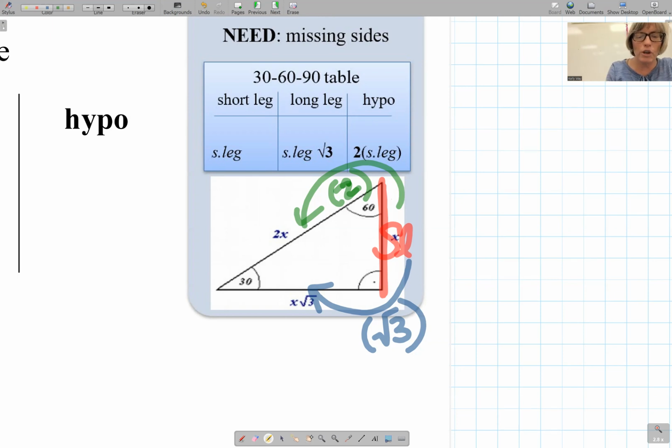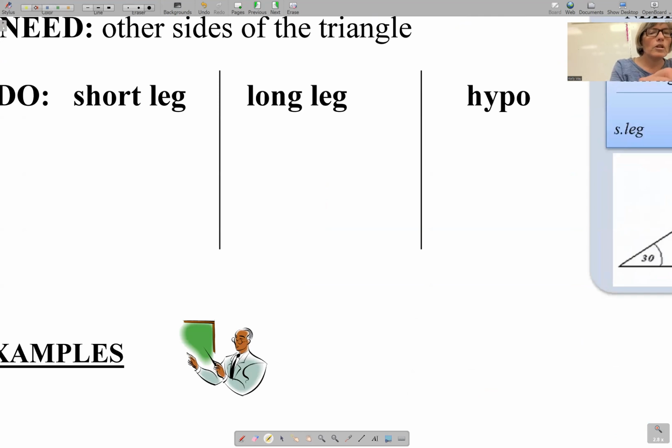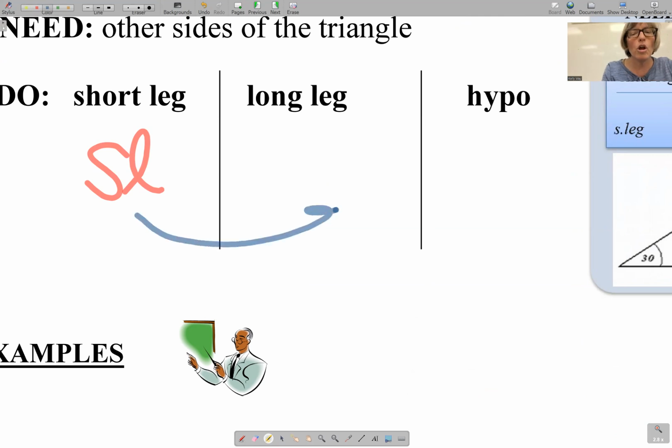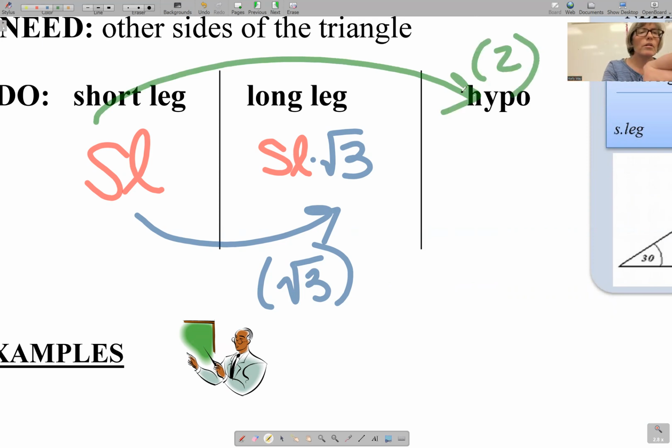Let's fill out the table over here. Short leg across from the 30. Short leg to the long leg, you times by √3. So the long leg is whatever the short leg is times √3, always, in a 30, 60, 90 triangle. The hypo is you times by 2 in a 30, 60, 90 triangle. The shortcut is only for a 30, 60, 90 triangle.